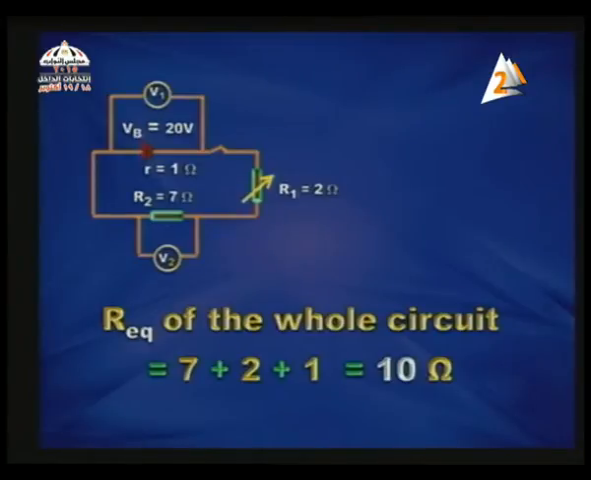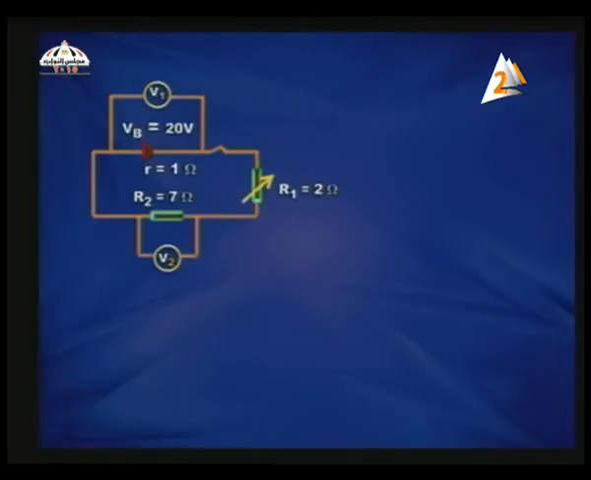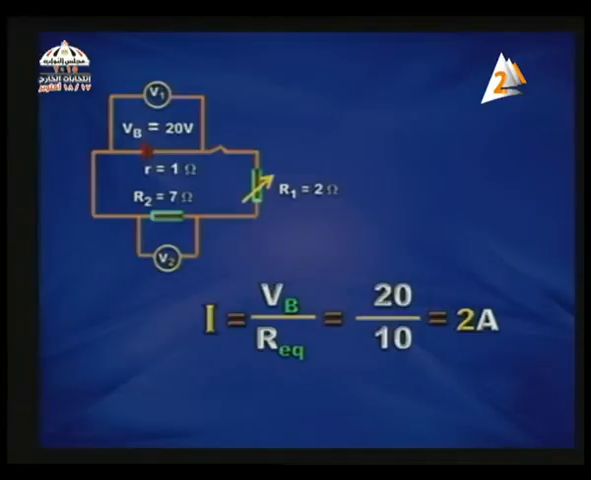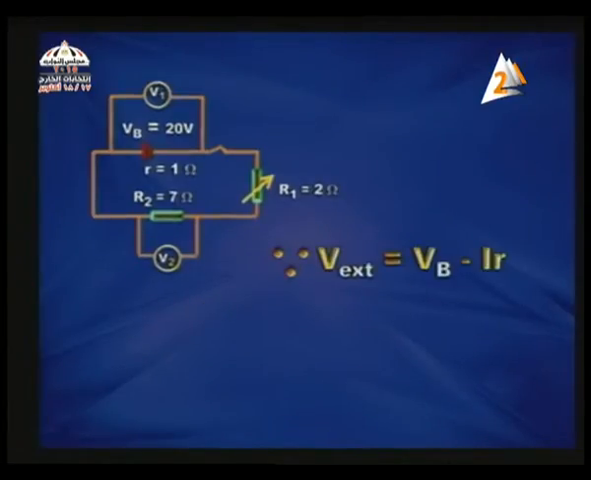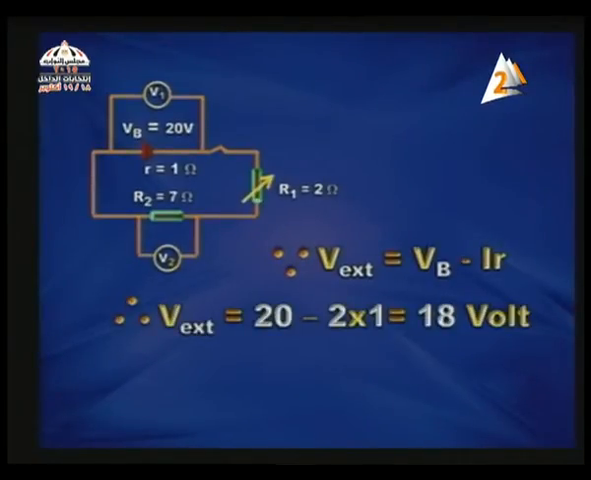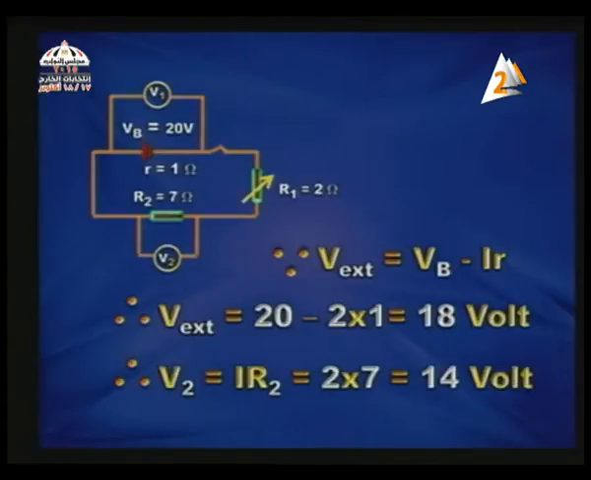R equivalent of the whole circuit is 7 plus 2 plus 1, it is 10 ohms. Current through the battery is V battery over R equivalent, so it is 20 over 10, 2 amperes is flowing. V external equals V battery minus Ir, so it is equal to 20 minus 2 times 1, where 2 is the current and 1 is the internal resistance. V external is equal to 18. Remember this number, please. And V2 equals I R2, it is 2 times 7, 14.